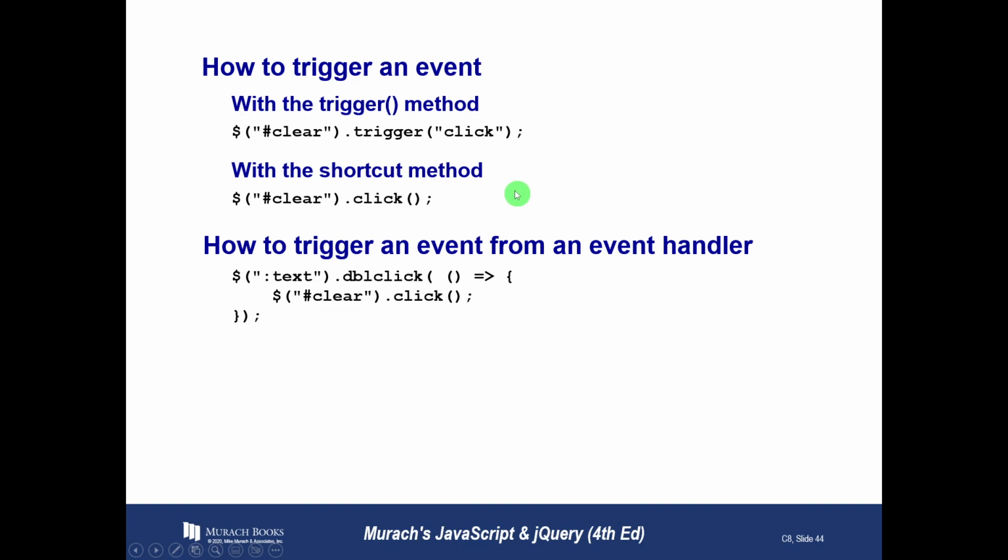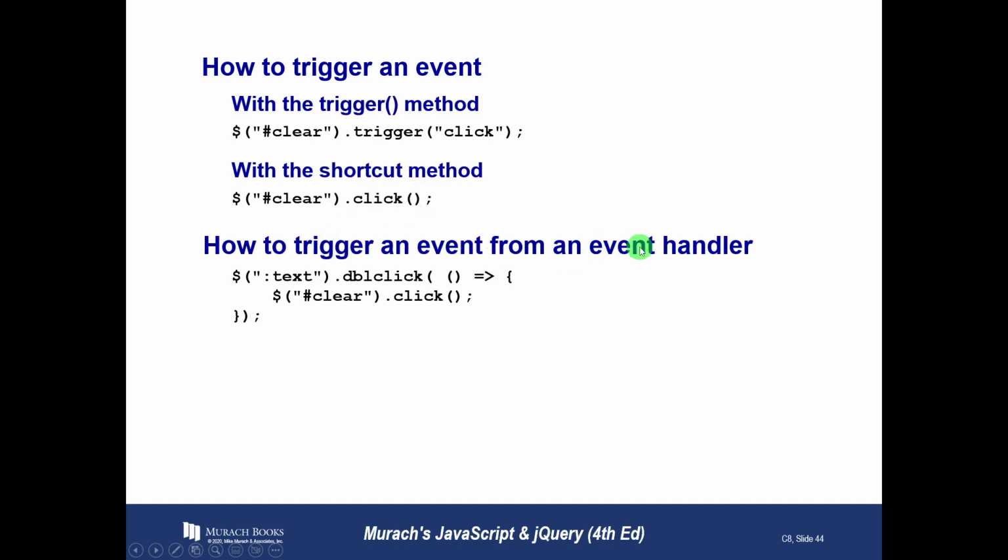How to trigger an event with the trigger method. We can call .trigger click, which will automatically run whatever click event was set for the clear element. So rather than write the function again, if we had an anonymous function when somebody clicked on it, we don't have to write the function again. We can just trigger the click event that was already written. And then we can clear that out as well.